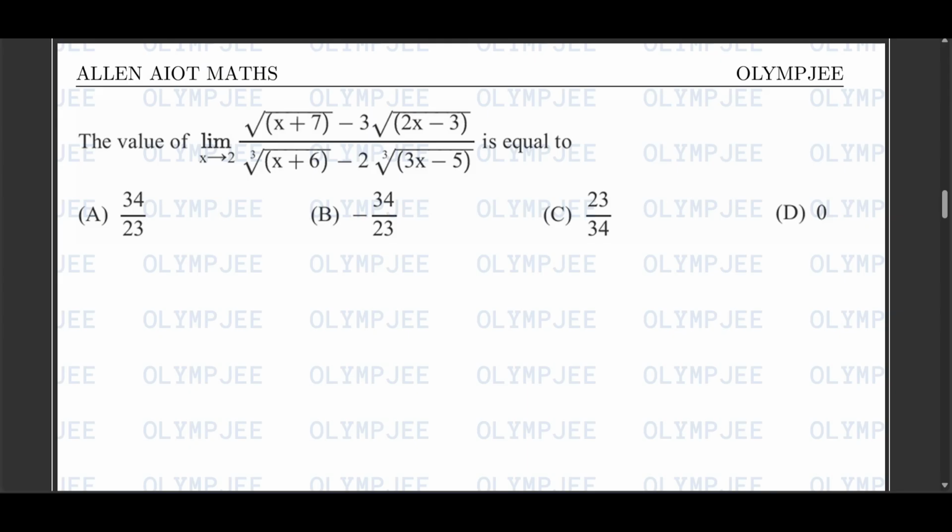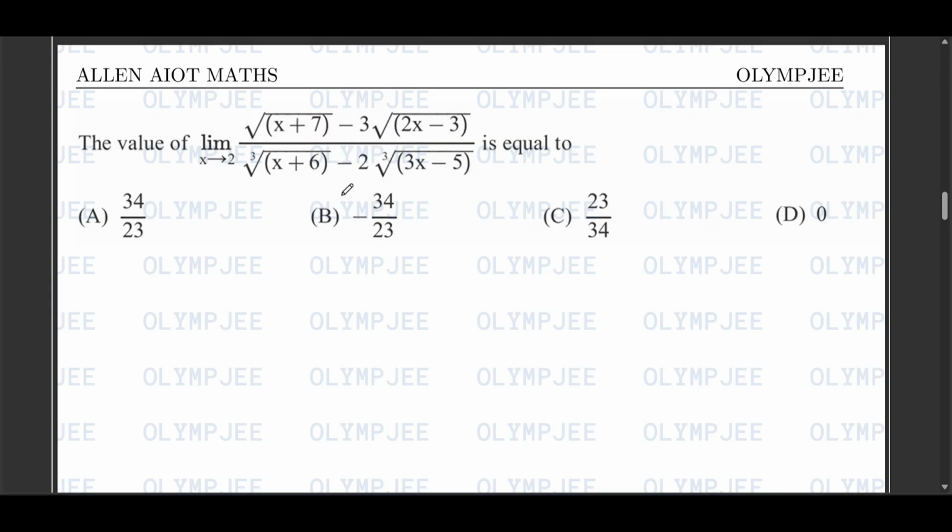First let us see what is happening at 2. This will be root of 9, which is 3, and this will be minus 3 times root of 1. So the numerator is 0, and the denominator would be cube root of 8, which is 2, minus 2 times cube root of 1, which is 1. So the denominator is also equal to 0. In such questions where we have 0 by 0 form, we can apply L'Hopital's rule. So we'll take the differentiation of the numerator and the differentiation of the denominator.